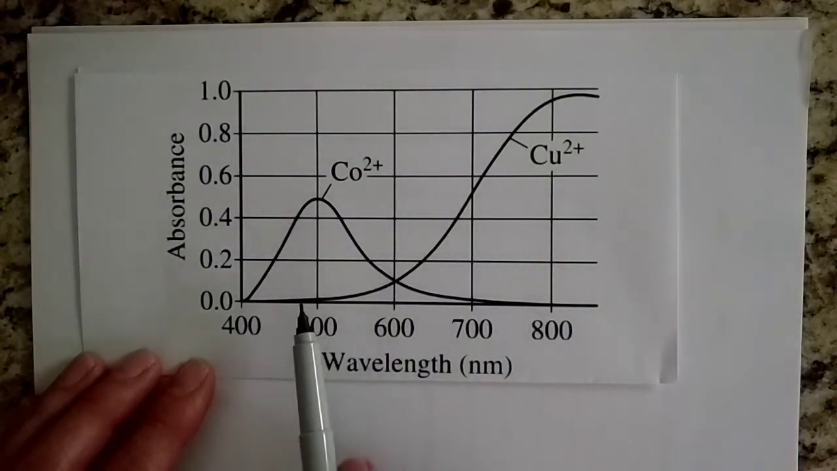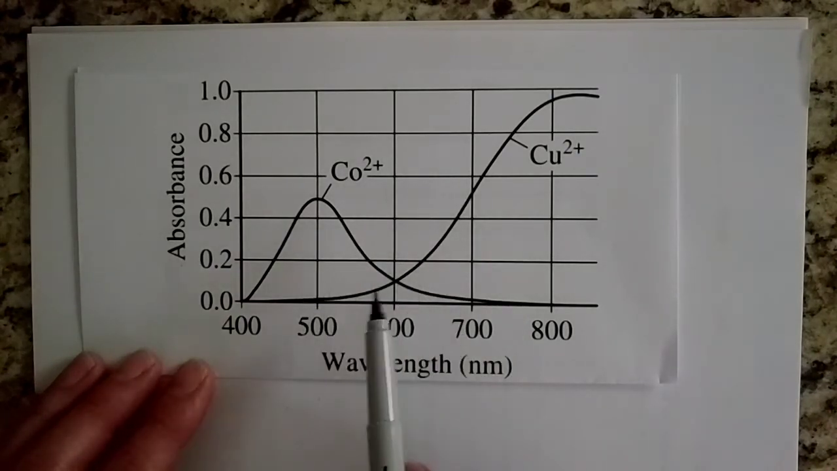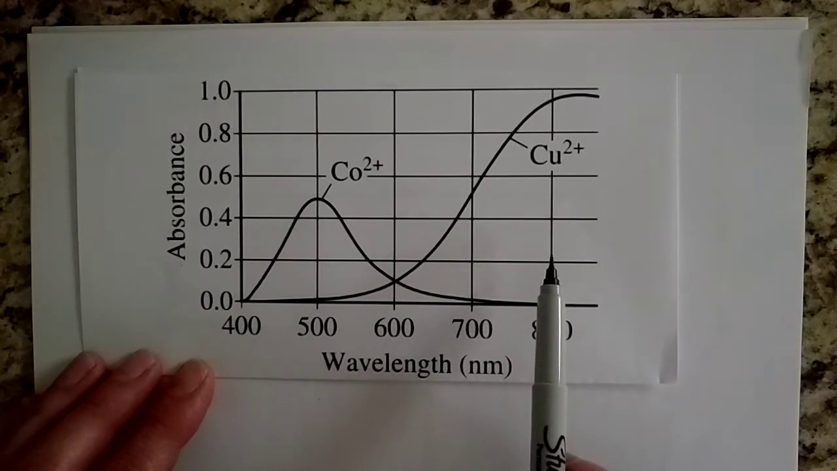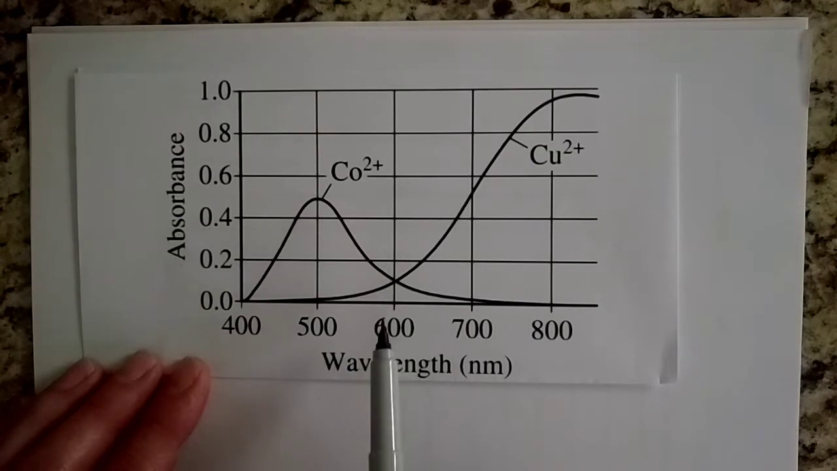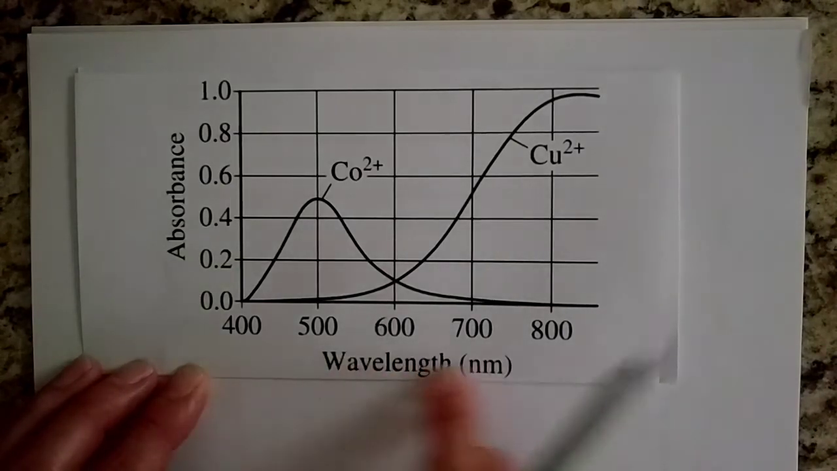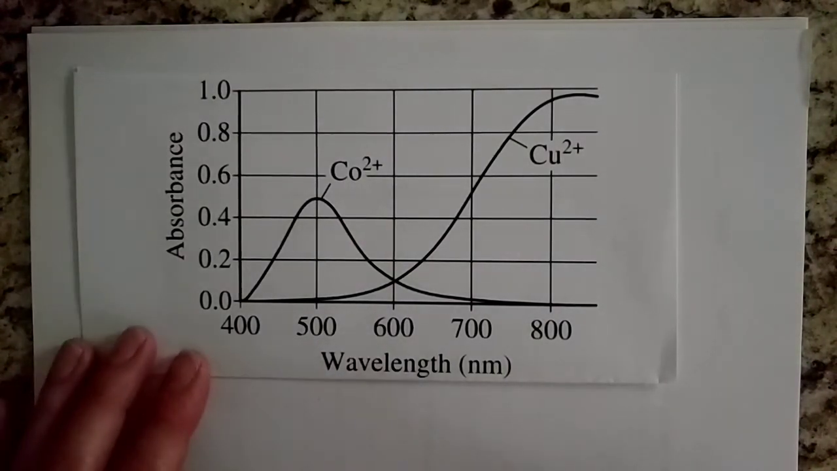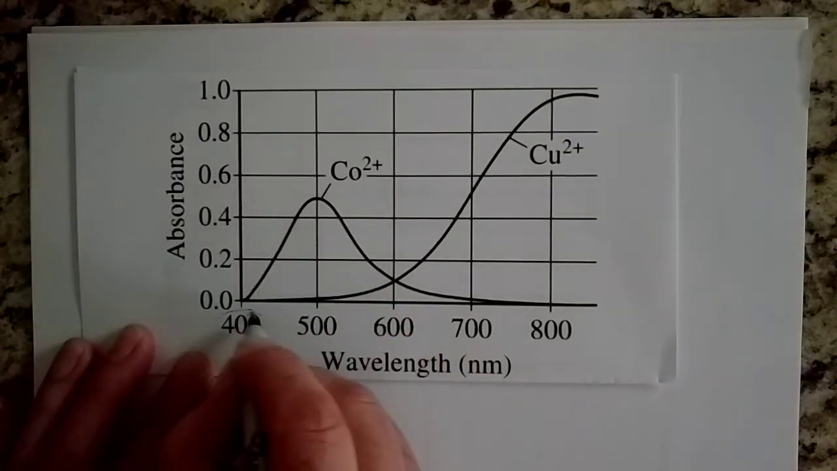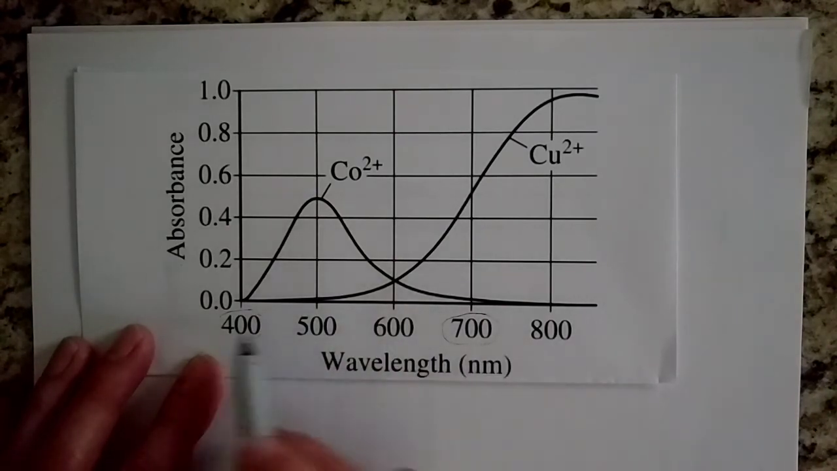So since we have a sample of copper sulfate that has some cobalt in it, we need a wavelength where the copper absorbs and the cobalt doesn't. Because if we have a wavelength where they're both absorbing, it won't tell us the molarity of the copper. So now they're telling us that our instrument has a wavelength between 400 and 700 nanometers. So that's what we're limited to.